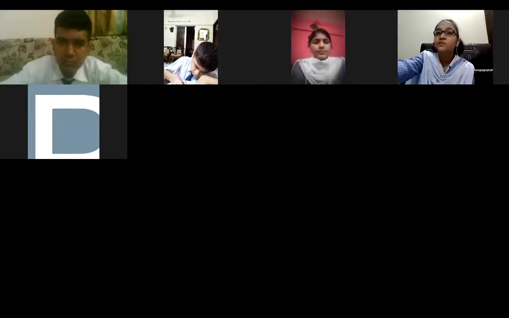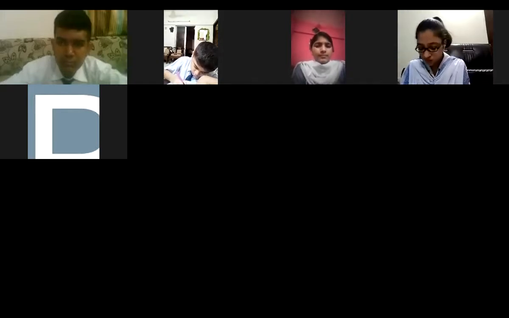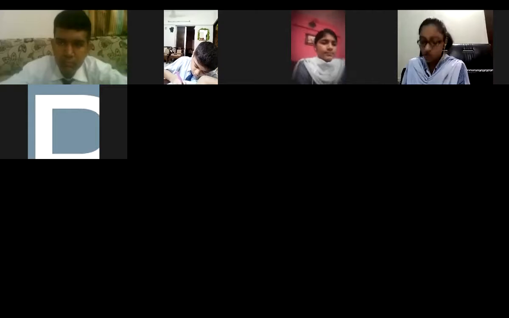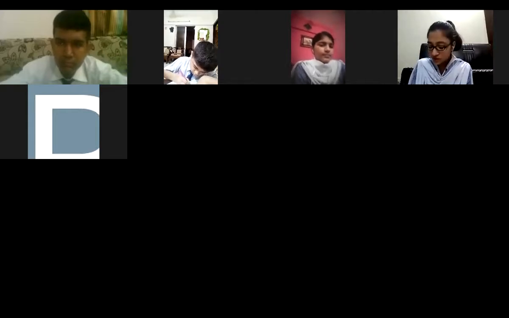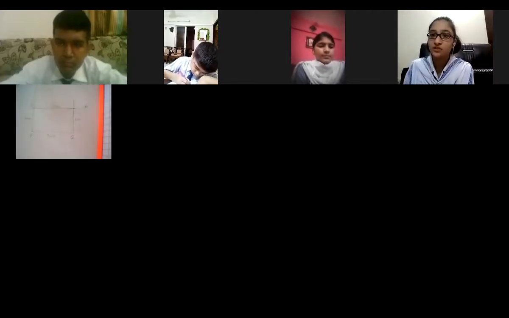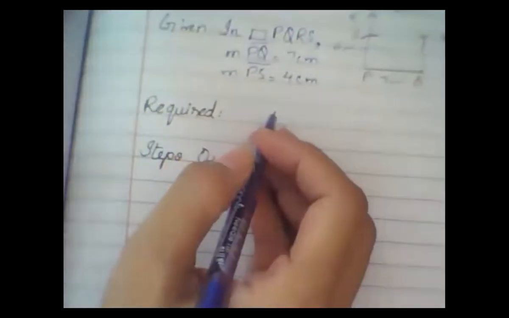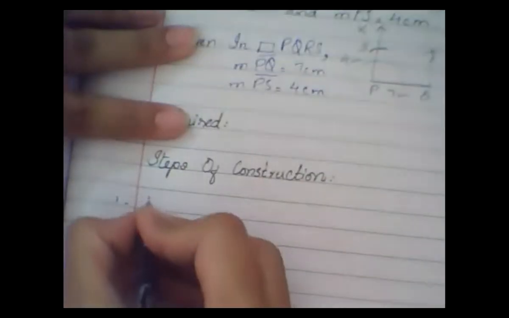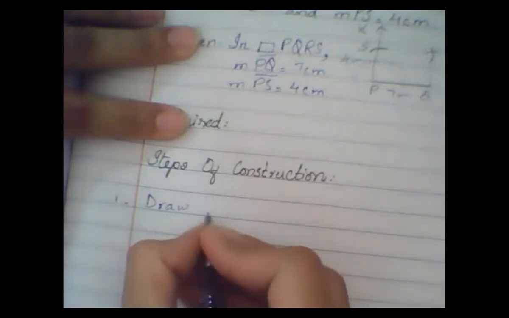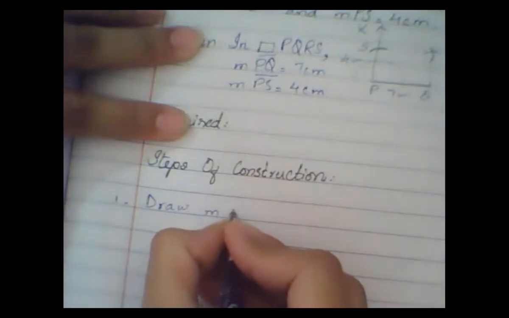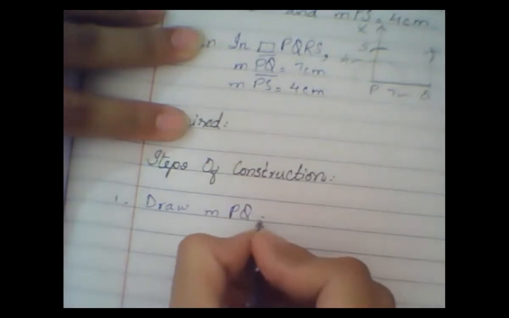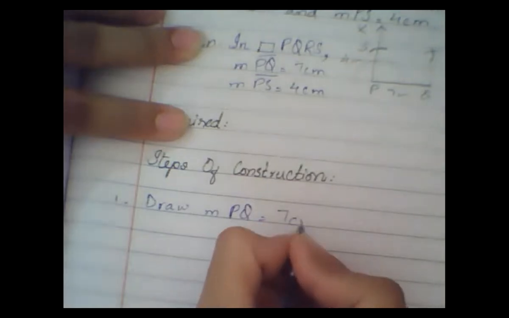What is step number 1 in the steps of construction? Miss, draw measurement PQ is equal to 7 centimeter. Very good. So step number 1 is draw. First we have to write down the required, that is, to construct a rectangle. So step number 1: draw measurement PQ is equal to 7 centimeter.